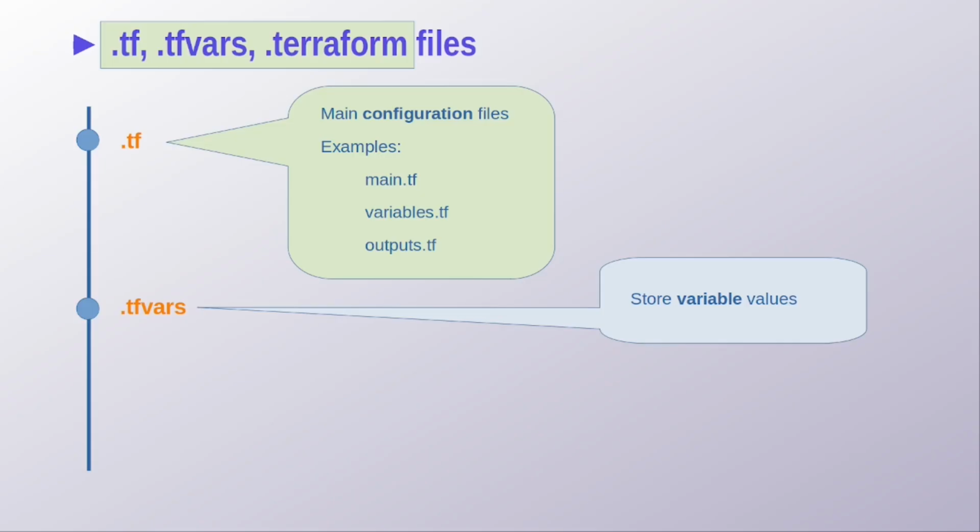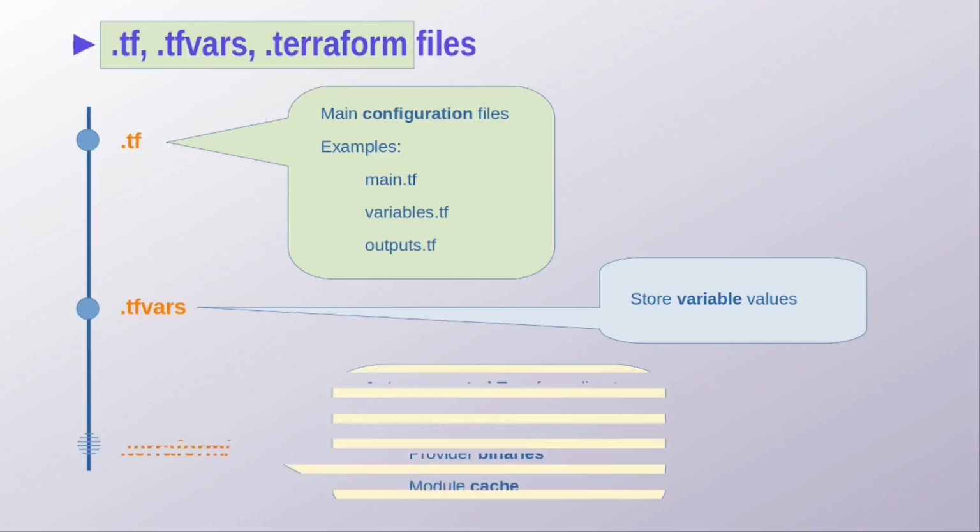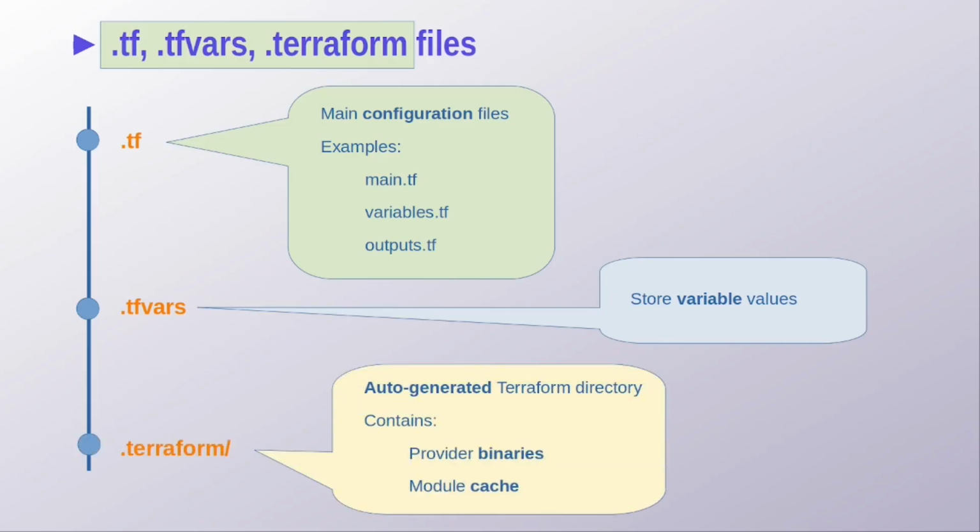terraform.tfvars. This file stores variable values. Why is this important? Because it helps separate code from environment configuration. For example, dev.tfvars. Same code, different environments. The .terraform directory. This directory is auto-generated and managed by Terraform. It contains provider libraries. Last but not least, never commit this folder to Git.